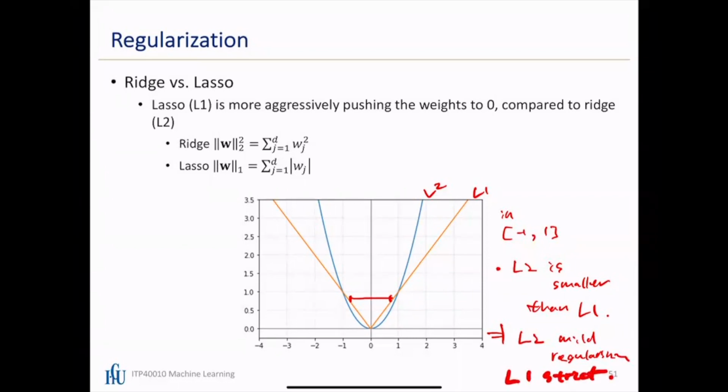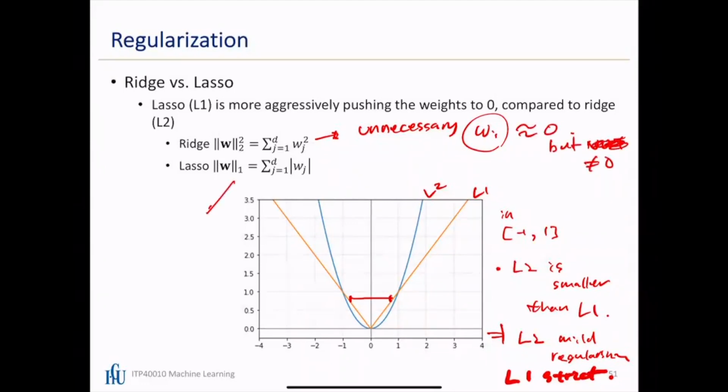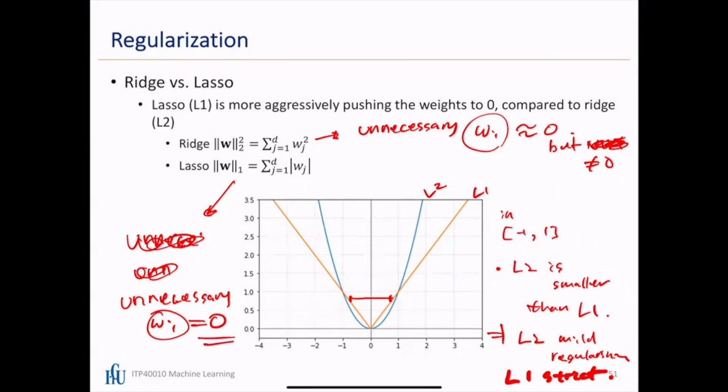So the practical meaning is, if you use L2, unnecessary parameter values are going to be close to 0, but not exactly 0. If you use L1, you may have some unnecessary W, and they will become exactly 0. So these are the practical differences.